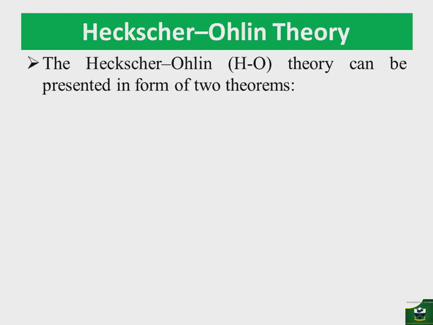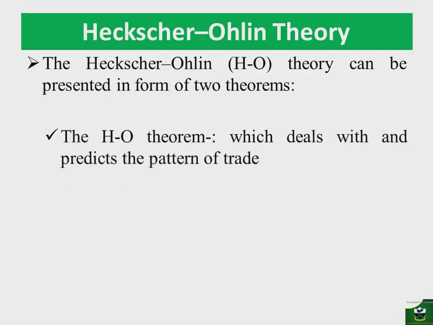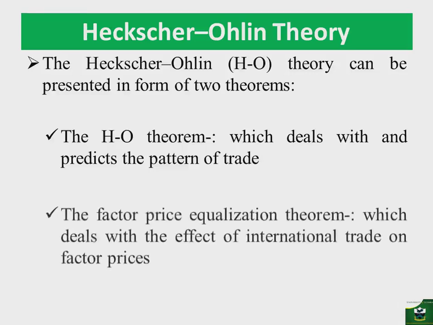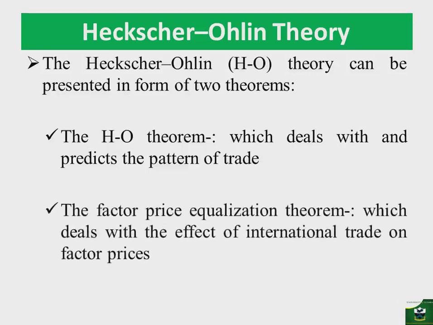This theory is made up of two theorems, namely the HO theorem, which deals with and predicts the pattern of trade. So when we look at the HO theorem, we'll just look at the prediction of trade as well as the pattern of trade. Then the factor price equalization theorem, which deals with the effect of international trade on factor prices. So we'll look at the reversal and then see what happens.